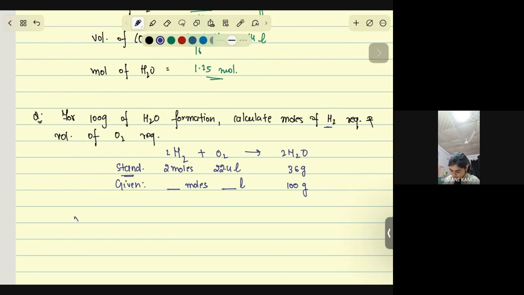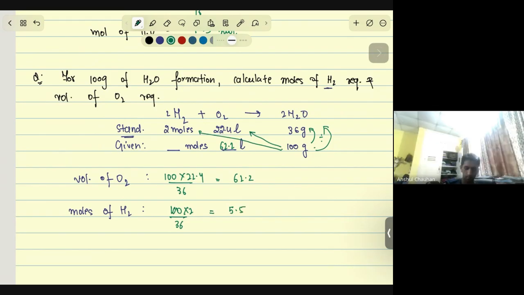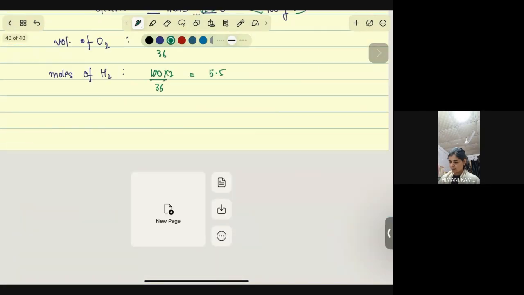Now for the volume of O2, we first multiply 100 into 22.4. Then we will divide by 36. We will get the answer. Okay, so it is 62.2 liters. Then we have to calculate the moles of H2. For this, we will again multiply 100 by 2 and then divide by 36. The answer will be 5.5. Okay, is it clear? Now we will do another question.